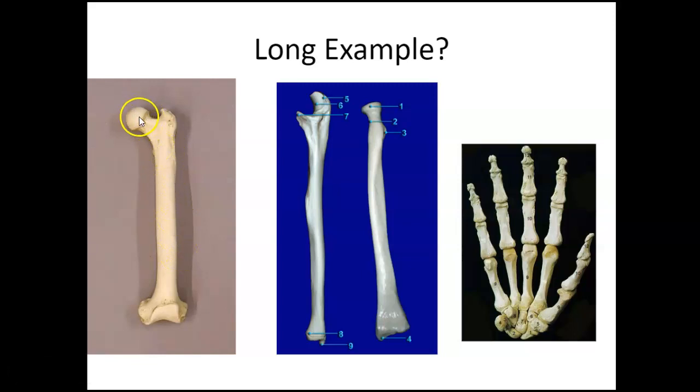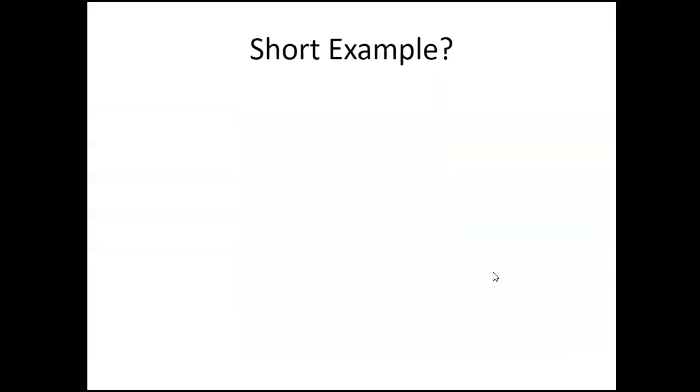But notice this would be a hip joint. So this would be your femur. This is your elbow joint. So the ulna and the radius go together. And then phalanges, finger bones.